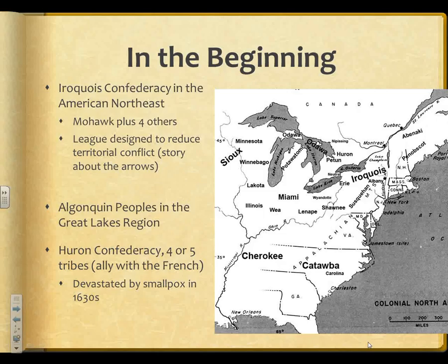So here we go. This is a map of some of the tribes in North America when the English arrived. We've got the Iroquois Confederacy, who live primarily in upstate New York. We've got the Algonquin people. There's a whole bunch of different tribes that live around the Great Lakes. And then we have the Huron Confederacy, which is a group of 4 or 5 tribes that live in what we would call today Canada.